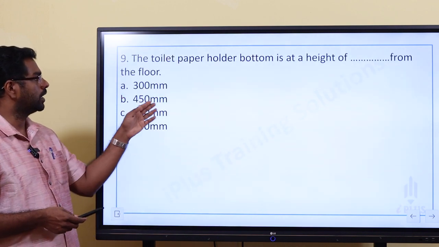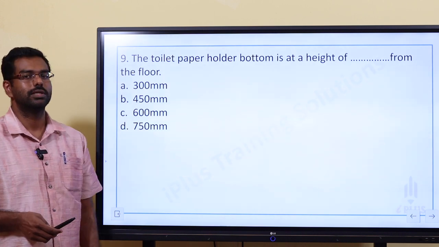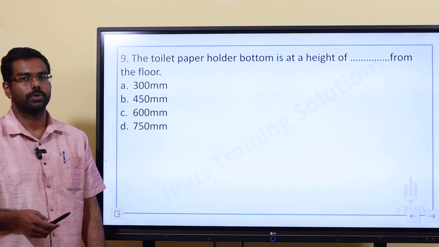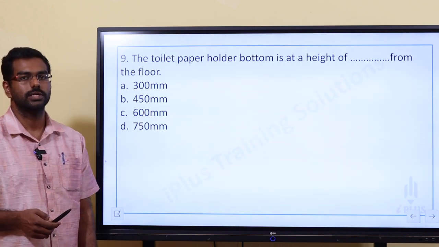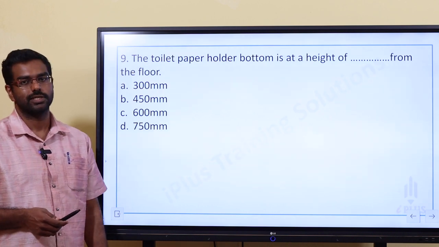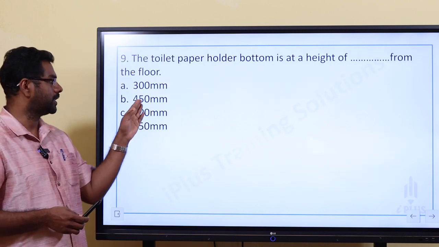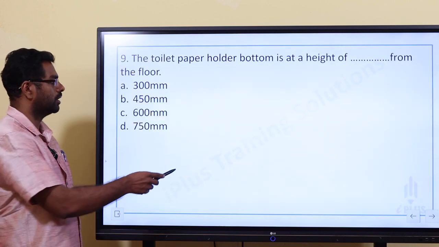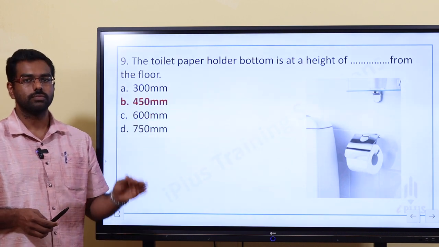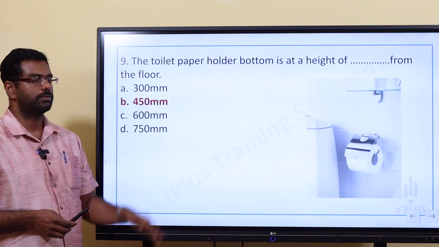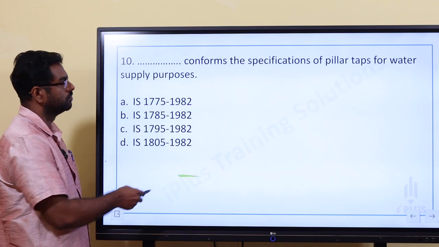Next, the toilet paper holder bottom is at a height of dash from the floor. At what height from the floor are toilet paper holders fixed? When we discussed sanitary accessories, the best height mentioned was 26 inches. But the value given in the Nimi's text is 450 mm or 45 cm. So the answer is the toilet paper holder bottom is at a height of 450 mm from the floor, that is, 45 cm height is provided.